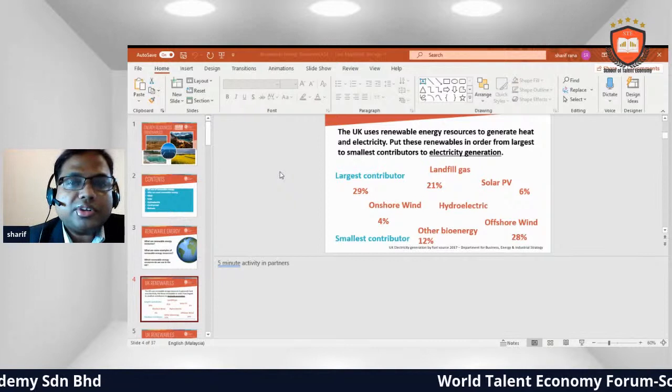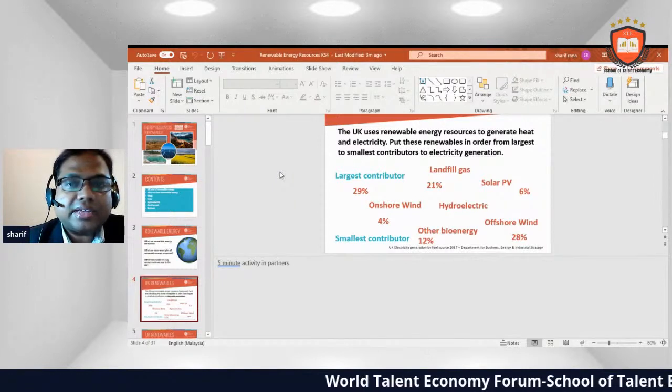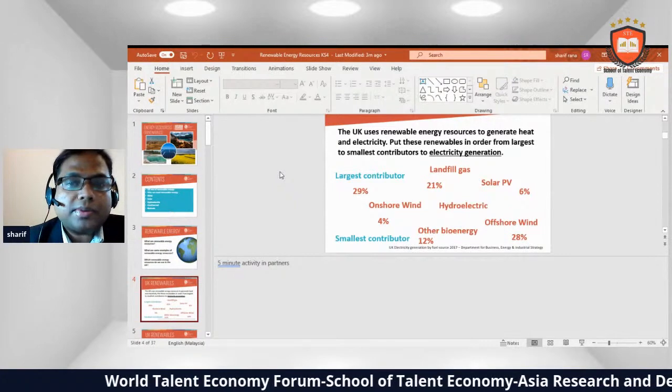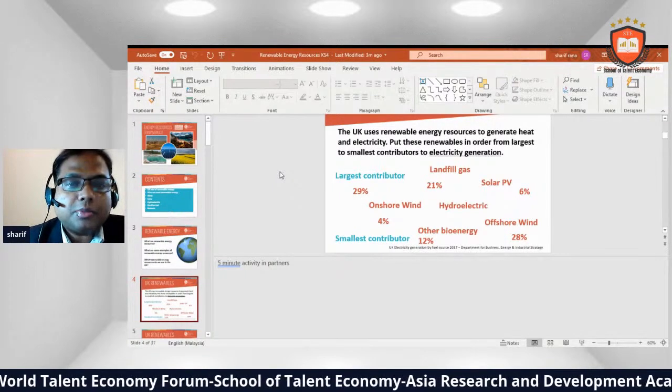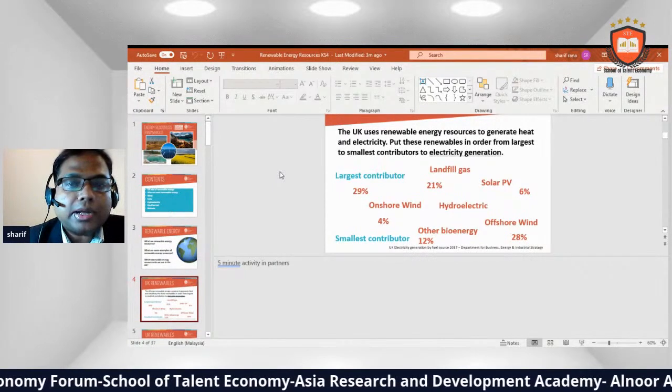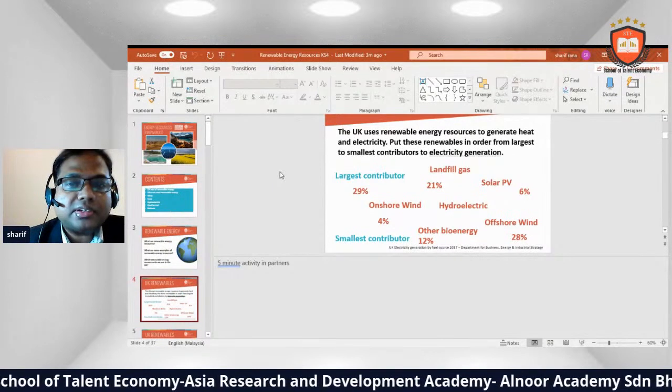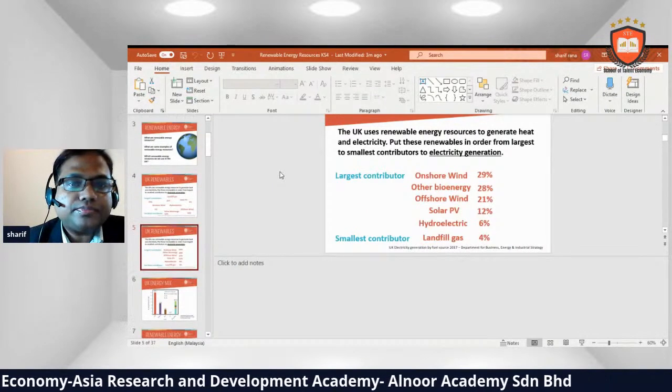Largest contribution 29%, landfill gas 21%, solar PV 6%, onshore wind 4%, hydroelectric. Smallest contributors other bioenergy 12%, offshore wind 28%.